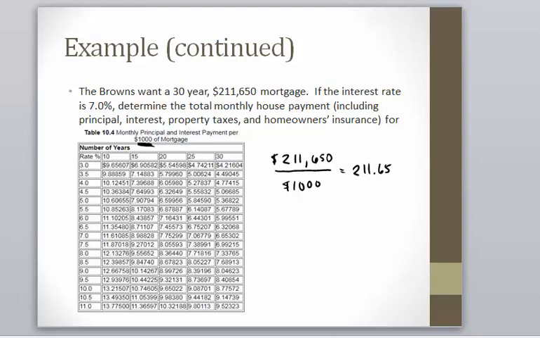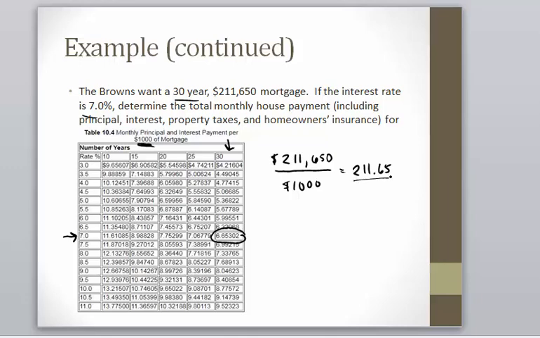So we know that the interest rate is 7%, so we're going to find that row. And we know that they are looking for a 30-year mortgage, and so we'll find that column. And intersecting those two, we'll find this value of 6.65302. So this is the monthly principal and interest per 1,000.